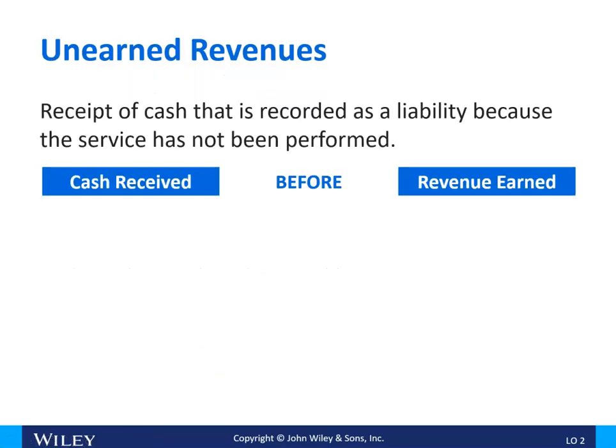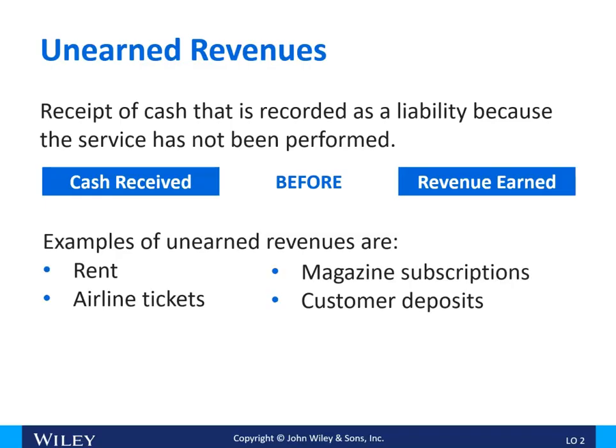Unearned revenues. Okay, it's receipt of cash that is recorded as a liability because the service has not been performed. So cash received before the revenue is earned. Examples of unearned revenues: rent, airline tickets, magazine subscriptions, customer deposits, concert tickets is another example. So again, the cash exchanges hands, the company receives the cash before their performance obligation is completed, so we can't recognize the revenue yet. So we put it on the balance sheet, unearned revenue. Unearned revenue is a liability.